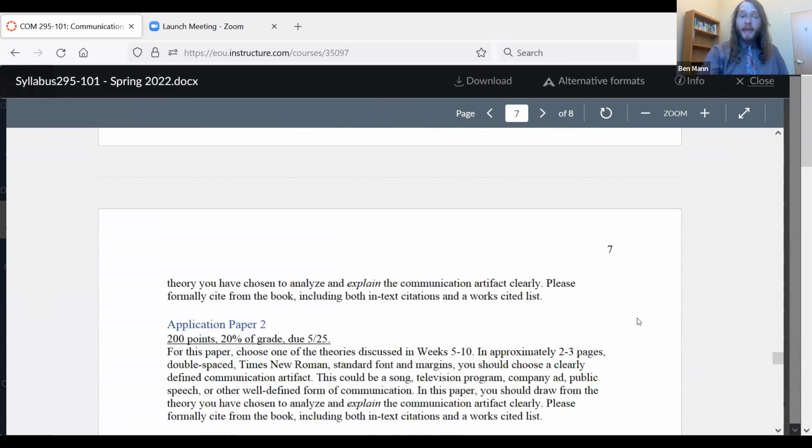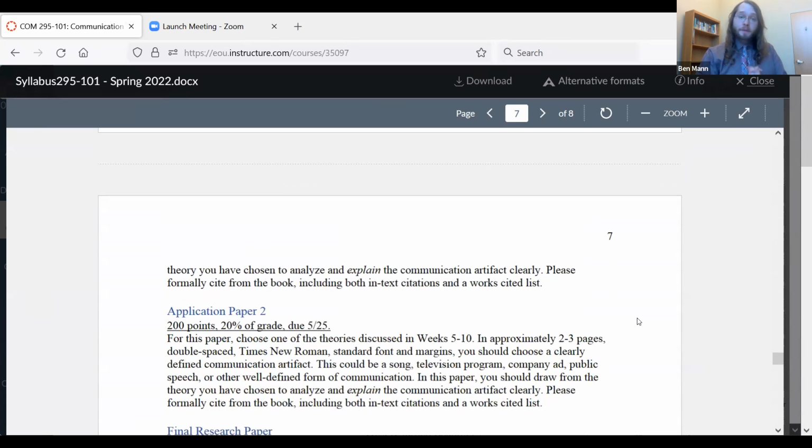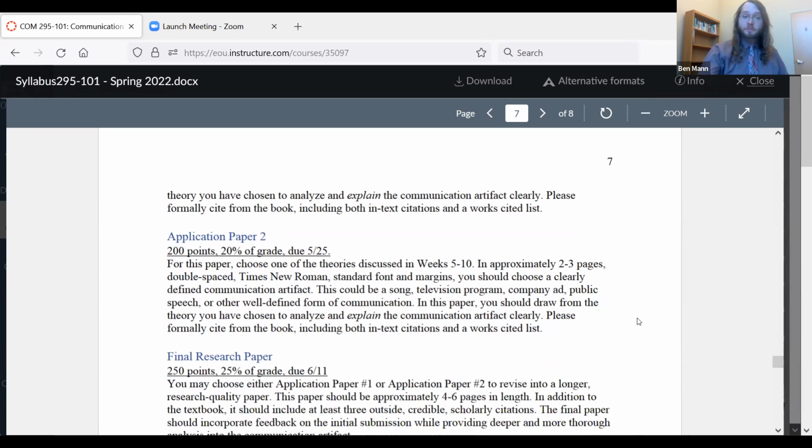You have a couple application papers in the course. Each of the application papers is essentially asking you to go over some of the key ideas of the theory and then apply that theory to a piece of communication. It could be a speech, it could be an advertisement, it could be a TV show episode or movie, any piece of communication that you feel like is a good fit and is interesting to you is a good candidate for your application paper. And we'll be looking at examples throughout the term of ways to apply and use some of these theories.